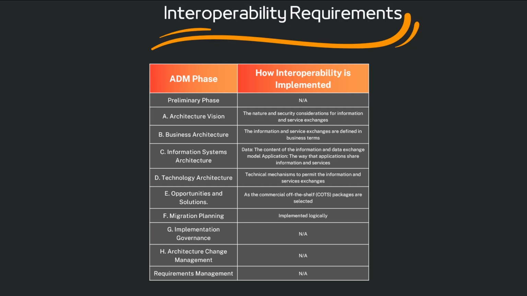In the technology architecture phase, interoperability is addressed when the technical mechanisms for the information and service exchanges are discussed. In the opportunities and solutions phase, we discuss interoperability when we discuss the commercial off-the-shelf package vendor and during their selection process. And finally, in migration planning, we discuss interoperability when we are implementing logic.